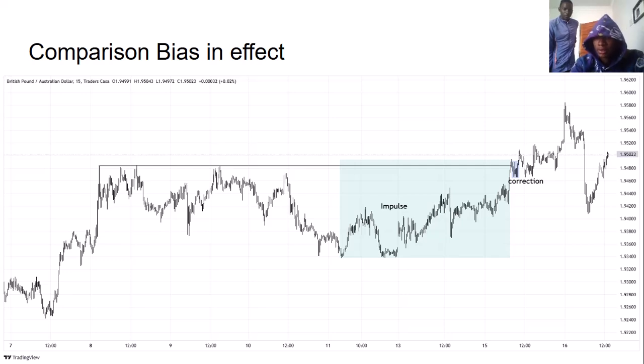The question here is this: is this regarded as a structure point, or do we neglect it and say we need a deeper pullback because this entire move is too huge for this retracement to be valid? This is comparison bias, mate, and we're gonna miss trades because of this. Let me show you this.